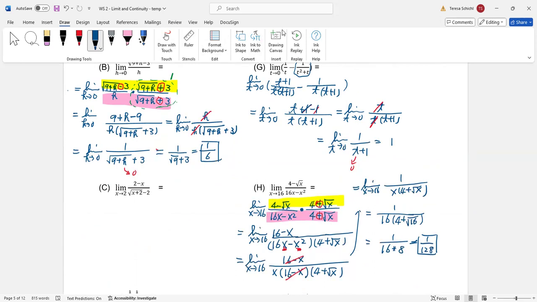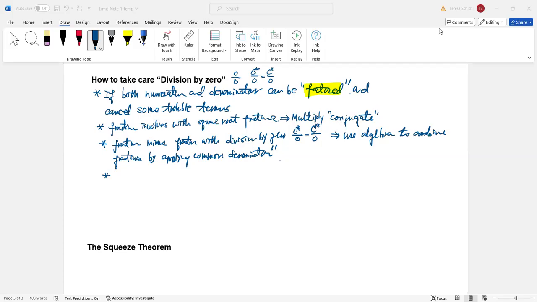Okay, so now let's go back to our lecture notes here. We covered multiplying by the conjugate and algebra, and trying to combine the fractions. How about when you have a 0 over 0 situation where the limit involves absolute value?